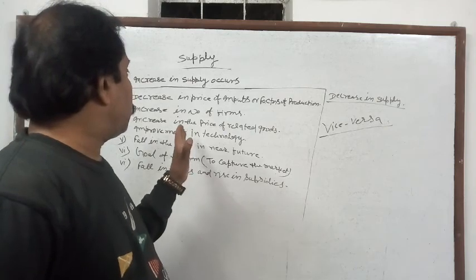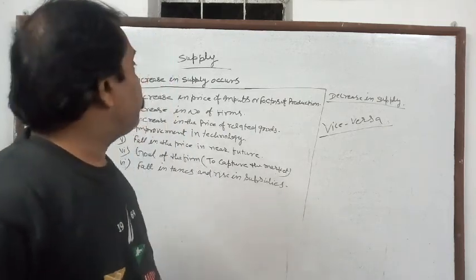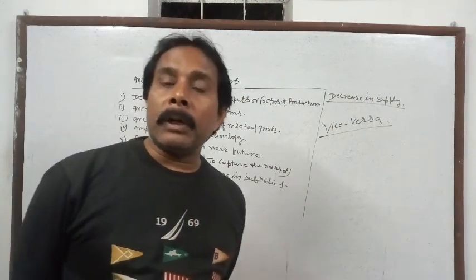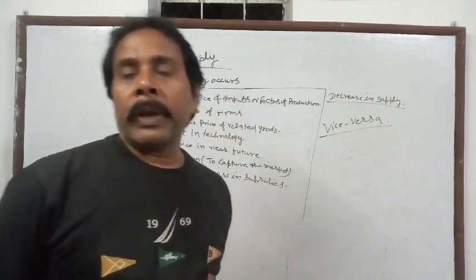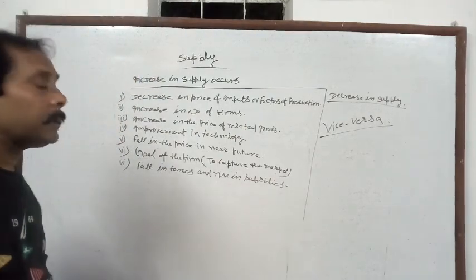So these points indicate whether the supply curve will shift rightwards or leftwards. Okay, and in this way the supply chapter has finished.